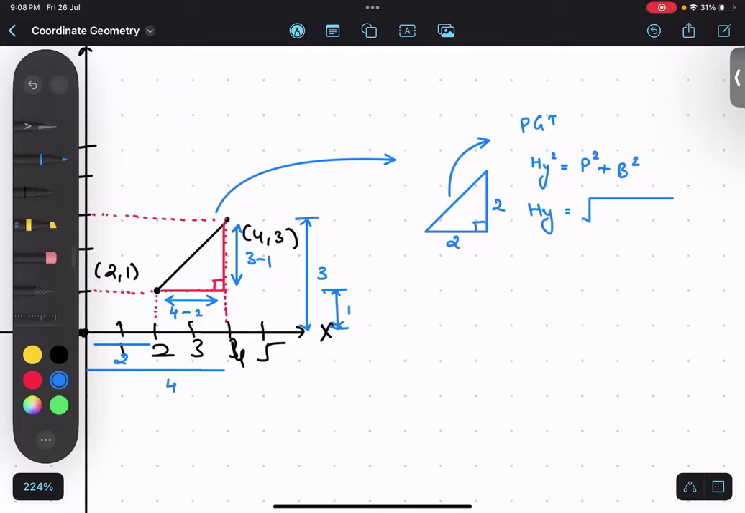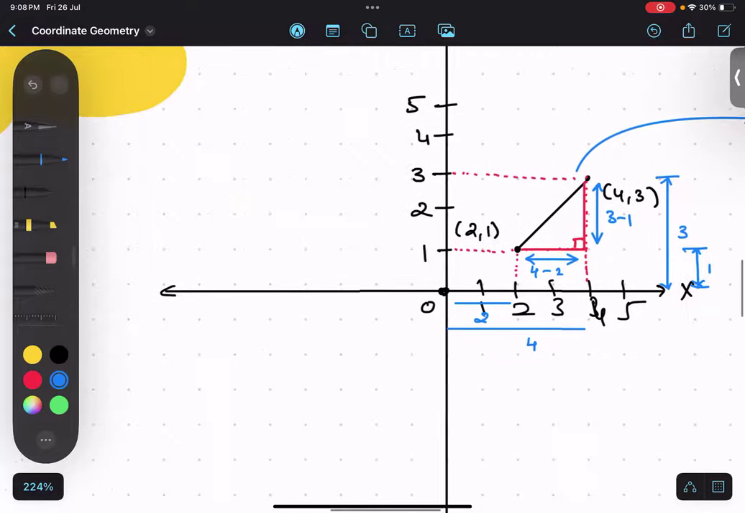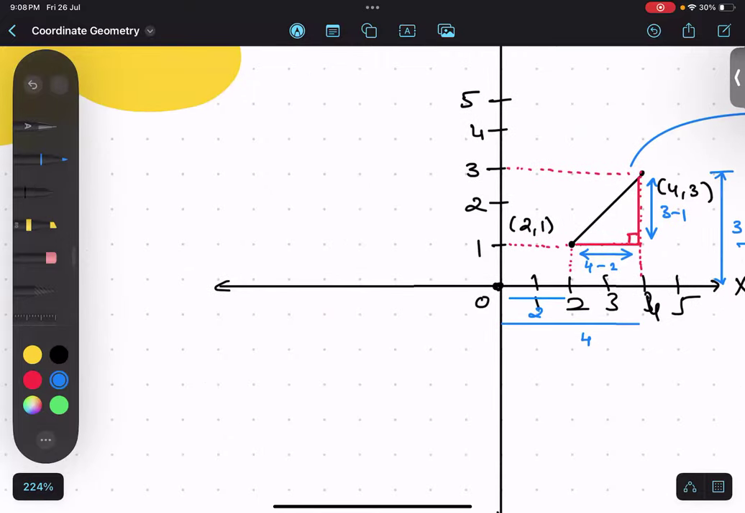In my question, the perpendicular is 2 and the base is 2. So I'll do 2 square plus 2 square, so my answer is 4 plus 4. Root 8 is the answer. I can simplify this to 2 root 2 units. That is the distance. The objective of this explanation was not the answer. Now, I can take those two points anywhere.